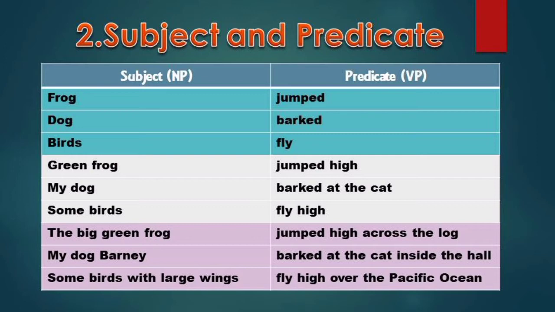See, we can classify these predicates when we find out the verb. We can understand the predicate when we find out the verb. The big green frog jumped: there starts the verb jumped. From that we can say that's the predicate. Next, my dog Barney barked: barked is the verb there, and from that we can say that section is the predicate. And some birds with large wings fly: fly here is the verb.